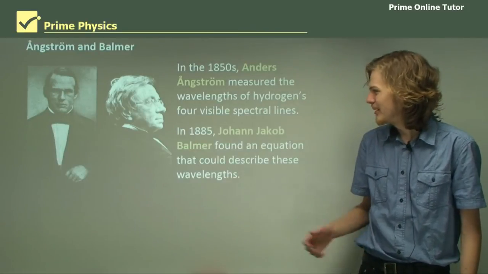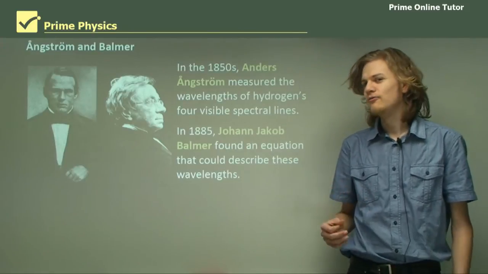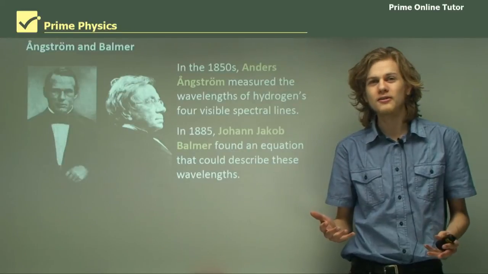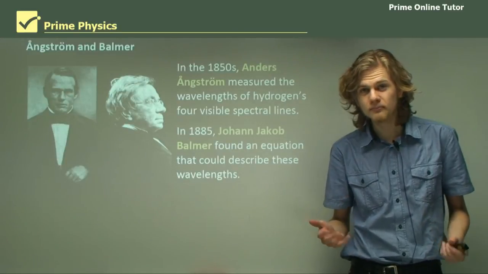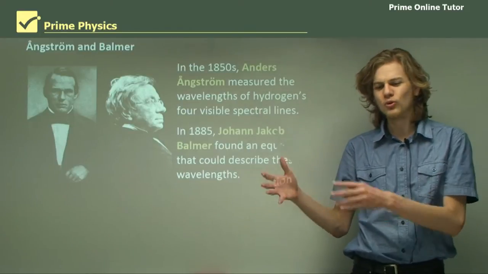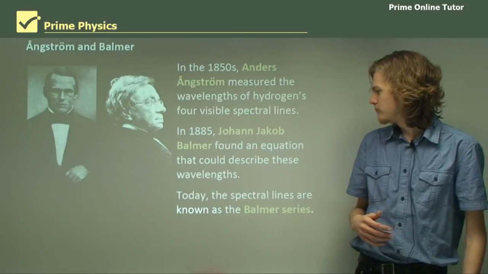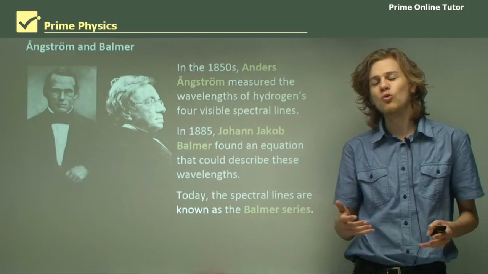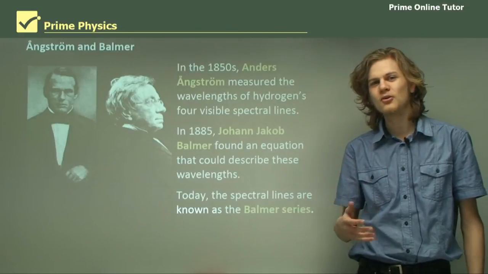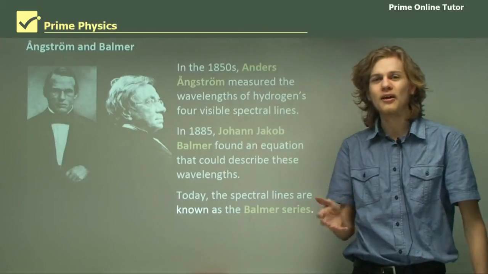In 1885, Johann Jakob Balmer, who's the guy on the right, found that you could describe the wavelengths of the hydrogen lines with a mathematical formula, which is quite good because then you know that they're all lining up mathematically. And so the spectral lines of hydrogen are now called Balmer lines, or the Balmer series, because they were named after this guy who figured out the equation that could describe what they were.